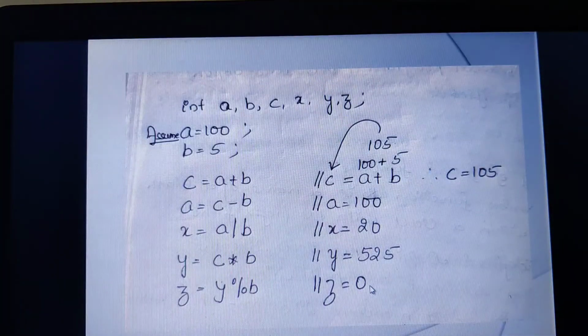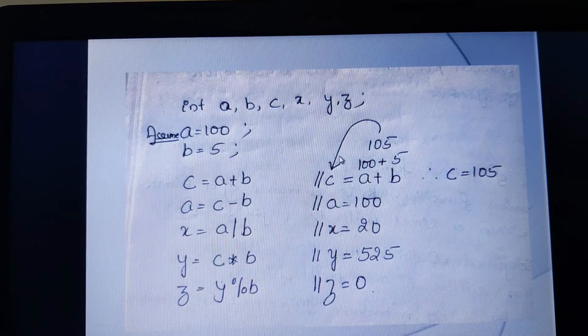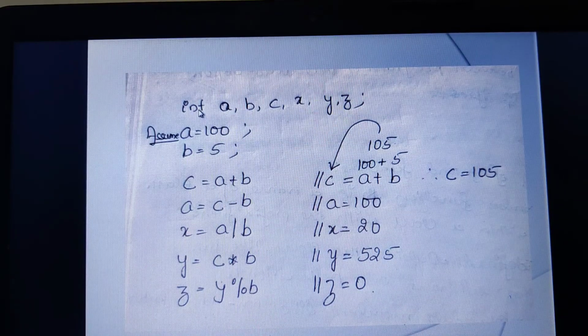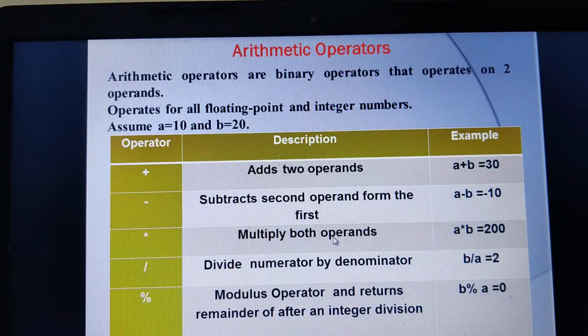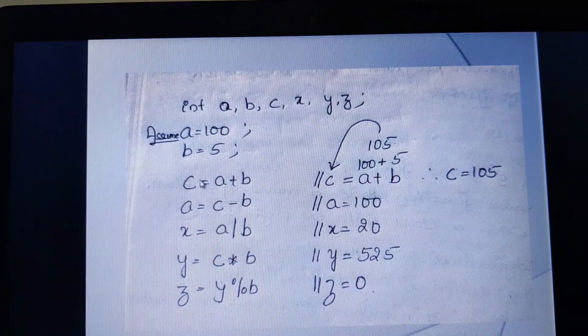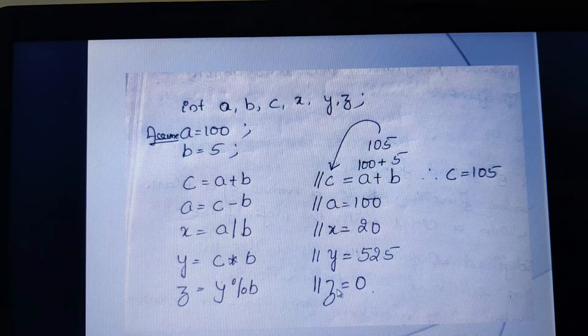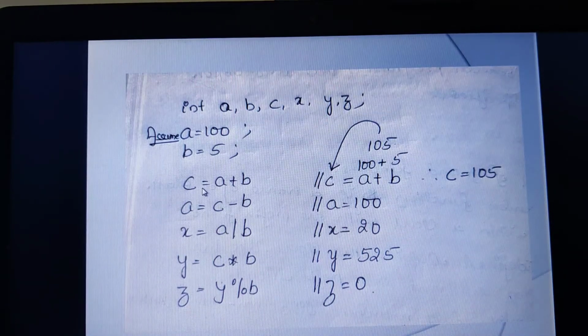So that you can understand the arithmetic operators, now let us consider int. Okay, this is the data type. We are considering the variables A, B, C, X, Y as well as Z. Now assume A value to be 100 and B value to be 5. I can even write in this way also. This is an extra example I'm showing you so that you can clearly understand. I can even write the statements this way.